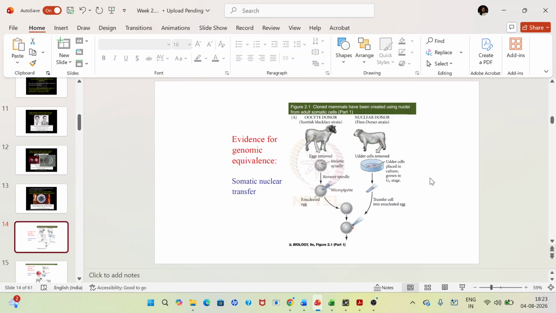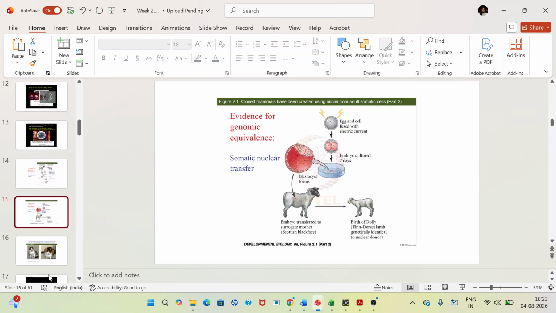And what they did is they placed this nucleus from the Finn Dorset strain into it, and this led to the development of the egg into a normal organism. The embryo was transferred to a surrogate mother, again a Scottish Blackface, because the oocyte was taken from that strain only. It led to the development of a Finn Dorset lamb genetically identical to the nuclear donor. Now what happened here is the egg was taken from one strain, the nucleus from another strain, and we all know that information is stored inside the nucleus.